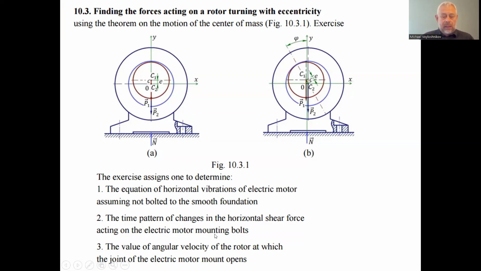And the exercise asks one to determine the equation of horizontal vibrations of the electric motor, assuming it is not bolted to the smooth foundation. So we have the bolt fastening as well, but if there were no bolt, and if we neglect the friction force between the electric motor and the smooth surface, what will be the equation of horizontal vibrations of the electric motor, assuming it is not bolted to the smooth foundation?